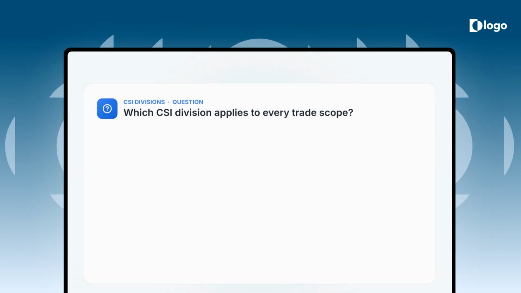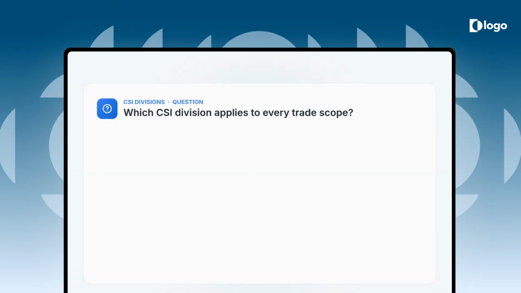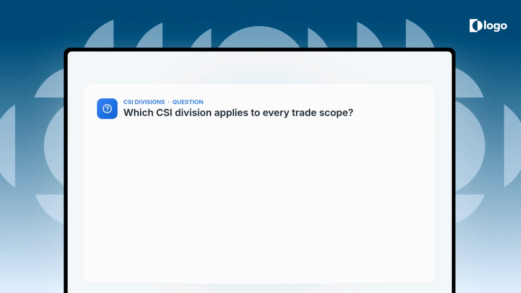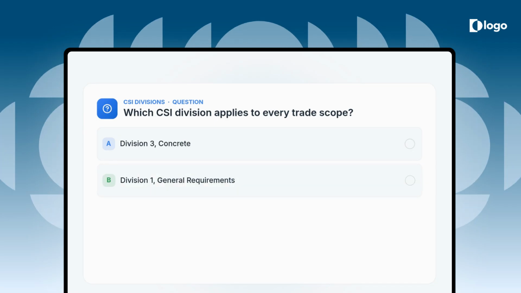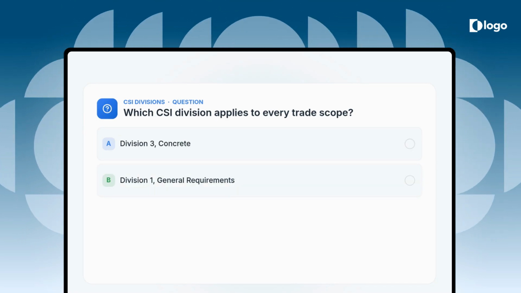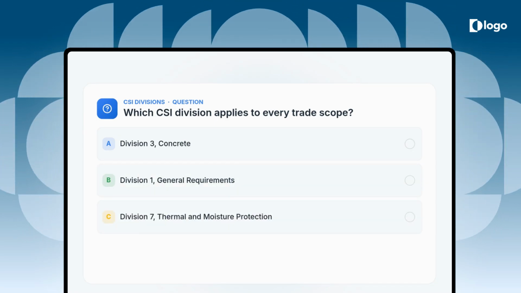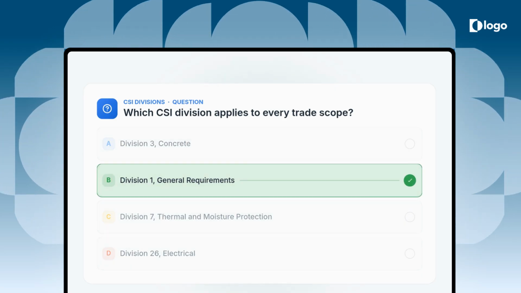Question, which Construction Specifications Institute division applies to every trade scope regardless of what the trade does? Answer choices. A, Division 3 concrete. B, Division 1 general requirements. C, Division 7 thermal and moisture protection. D, Division 26 electric.